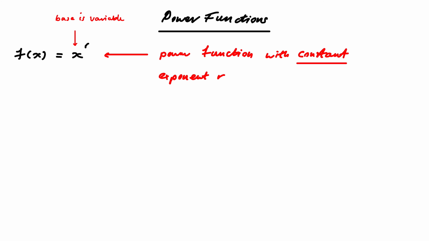Unsurprisingly, because the only freedom we have in choosing a power function is the exponent, that's going to dictate the properties. So the key fact: the properties of f depend on the value of r.